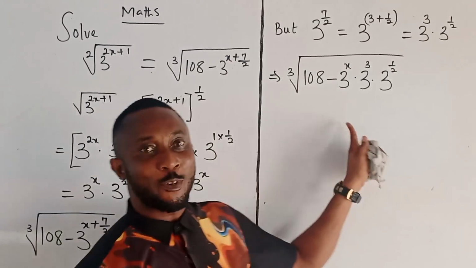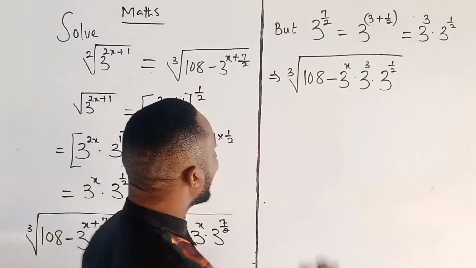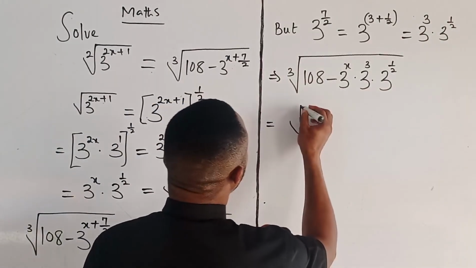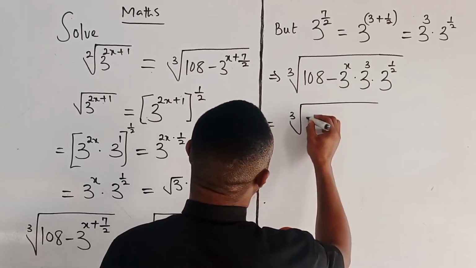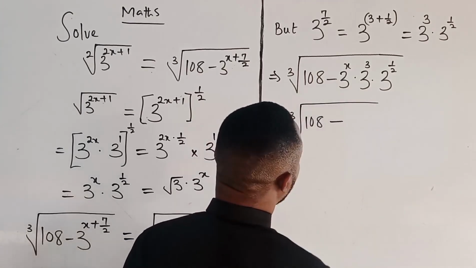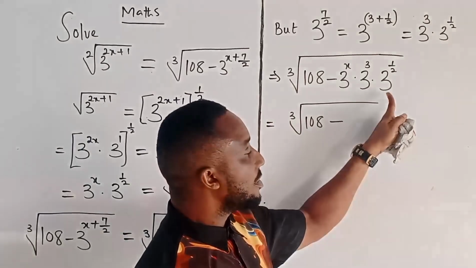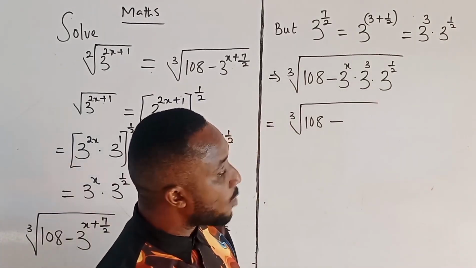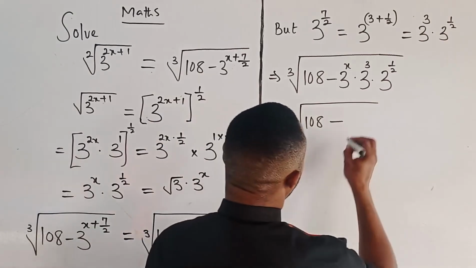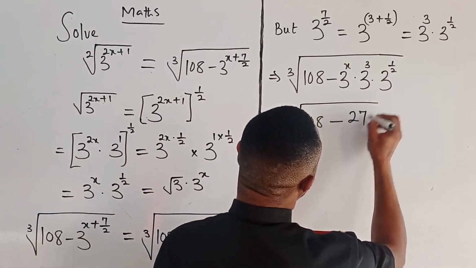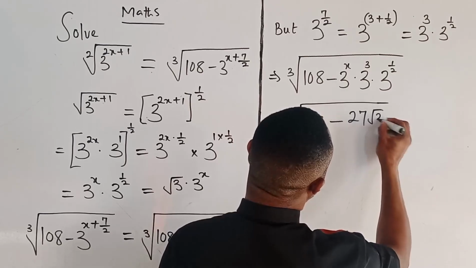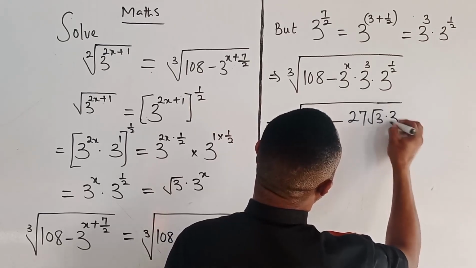Now, 3 raised to the power of 3 is 27. So I can then write it to be the cube root of 108 minus, 3 cubed is 27, 3 to the power of half is square root of 3, or rad 3. I'll write this to be 27 rad 3 multiply 3 to the x.